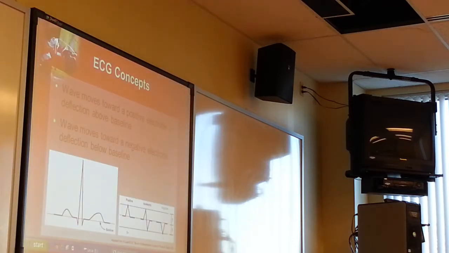Okay. A wave moving towards a positive electrode gives a deflection above baseline. A wave moving towards a negative electrode gives a deflection below baseline. So let's look at that. It's a normal PQRST, right? Normal wave, normal heartbeat.